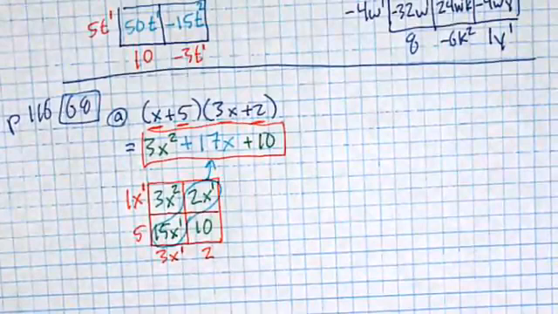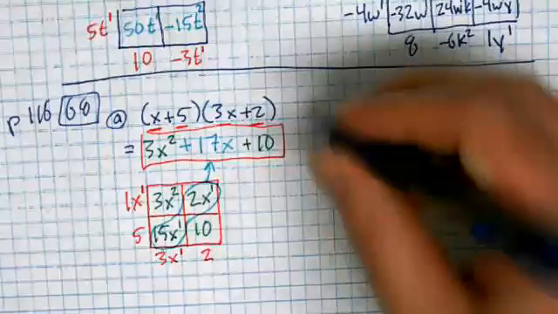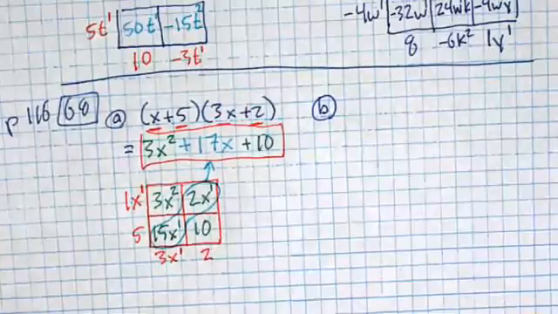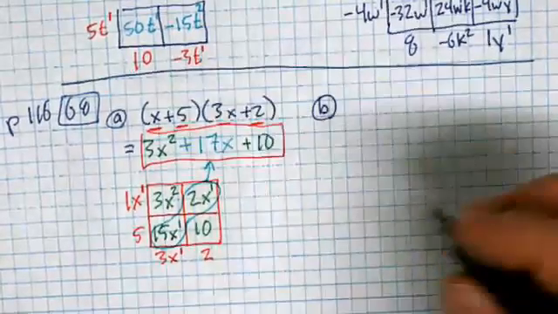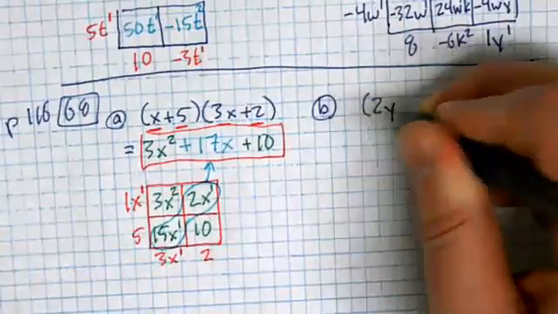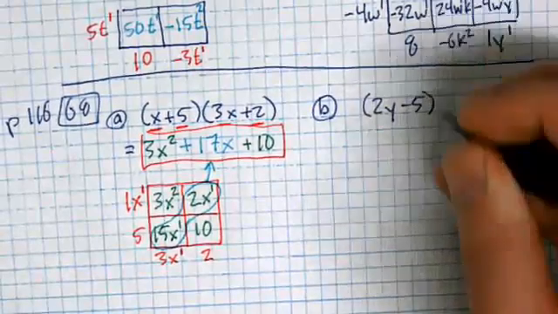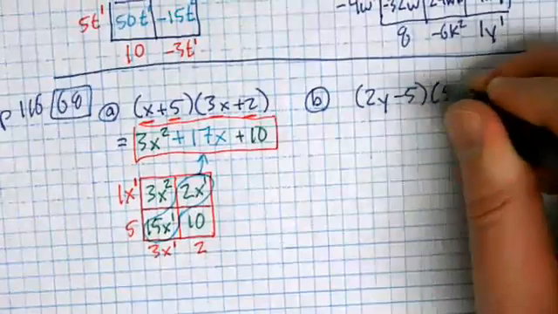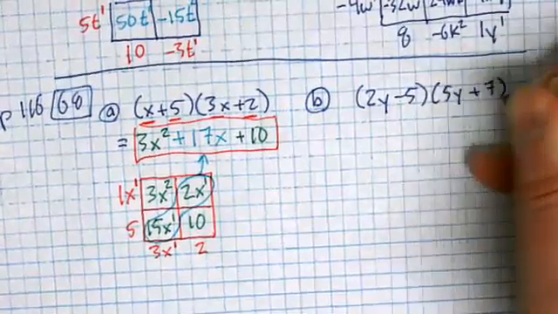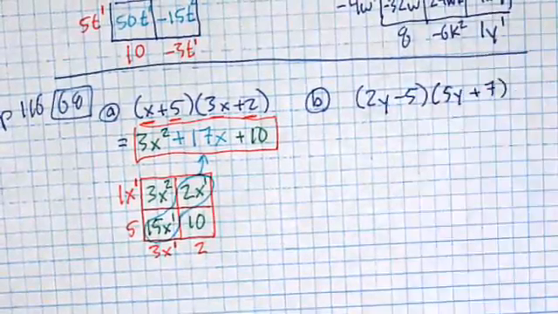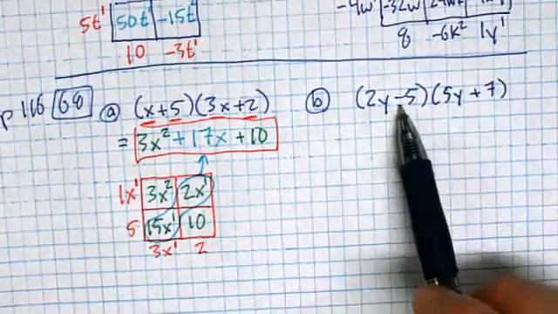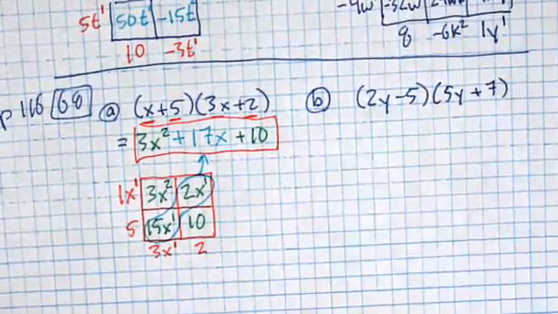All right, so let's do B, and then I'm going to challenge you to do D. If you're feeling good about this, go ahead and work B on your own. I'll write it down here. But if you can, ignore me and go ahead and work it on your own. It's 2y minus 5 and then 5y plus 7. I'll tell you, if you are working this on your own, just be careful. You are going to have some negatives to deal with, so watch your signs.